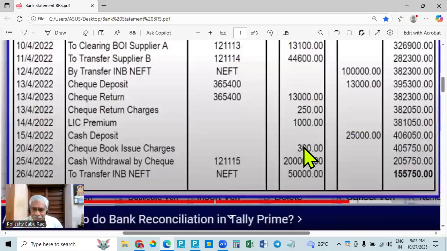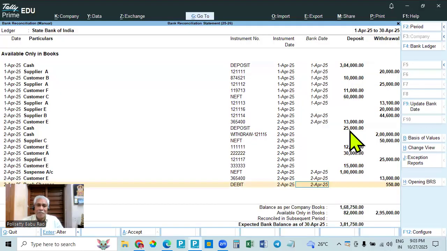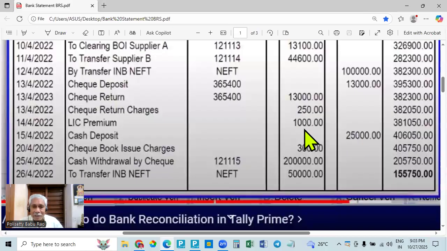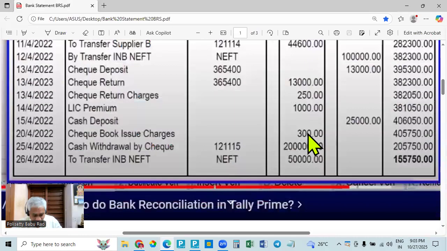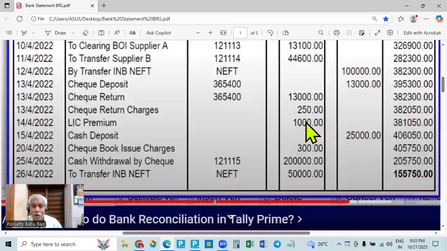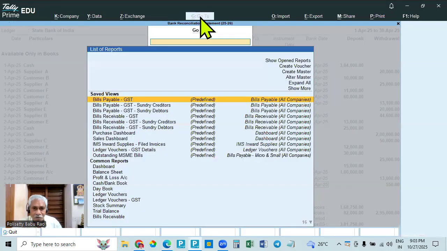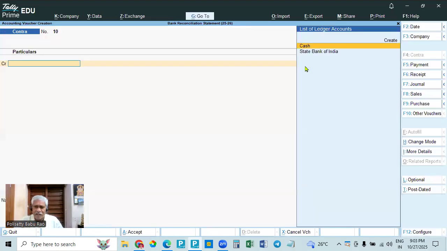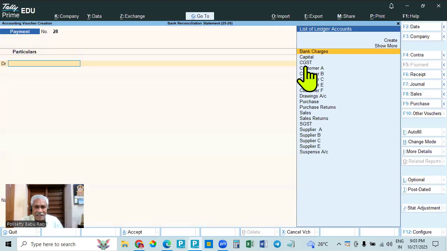Over. Now there is one amount, 1,000 rupees LIC premium. That LIC premium is paid by the bank. It is shown on the debit side, so we have to show LIC premium on the credit side. It is taken by the bank as a payment paid by the bank to outside. So we have to show it as a payment. Go to create voucher again, because whatever is available in the bank but not in our books, we have to make the entry now. So now it is a payment entry on the same date.